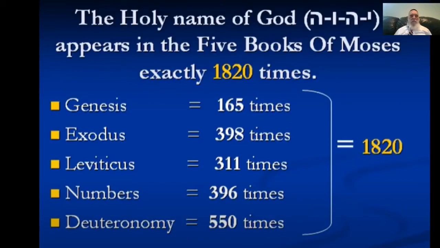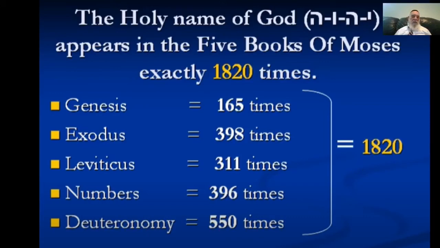This is really the holy name of God, appearing in the five books of Moses exactly 1820 times. Unbelievable. Yes, the holy name of God, Yud Kei Vav Kei, remember it is the name of mercy, appears in the five books of Moses 1820 times. You can count: in Genesis 165, in Exodus 398 times, Leviticus 311, Numbers 936, Deuteronomy 350, together 1820, unbelievable.